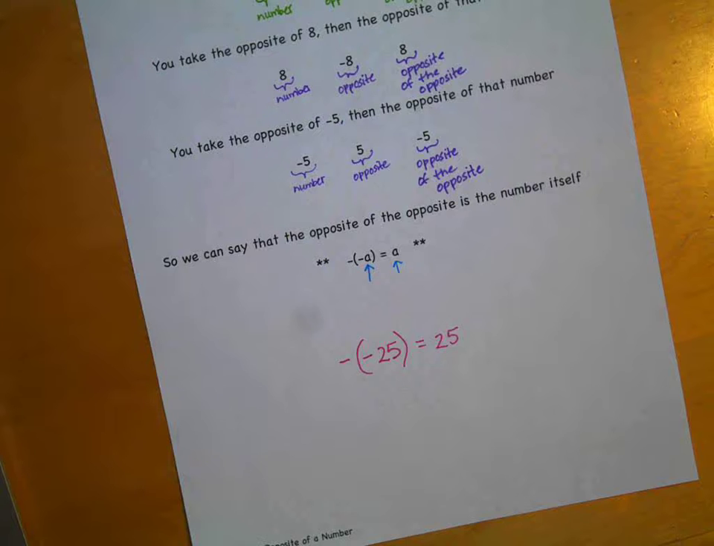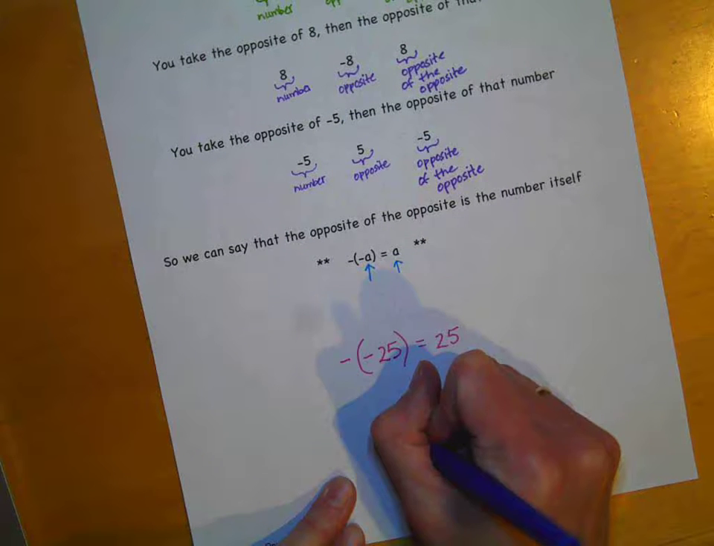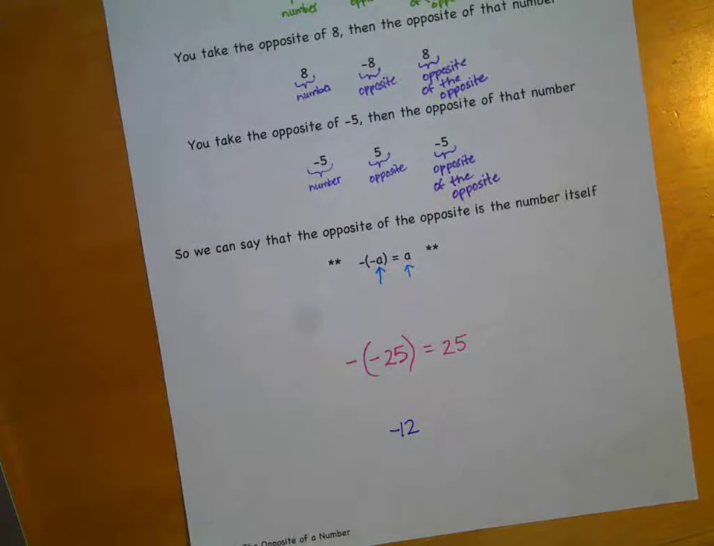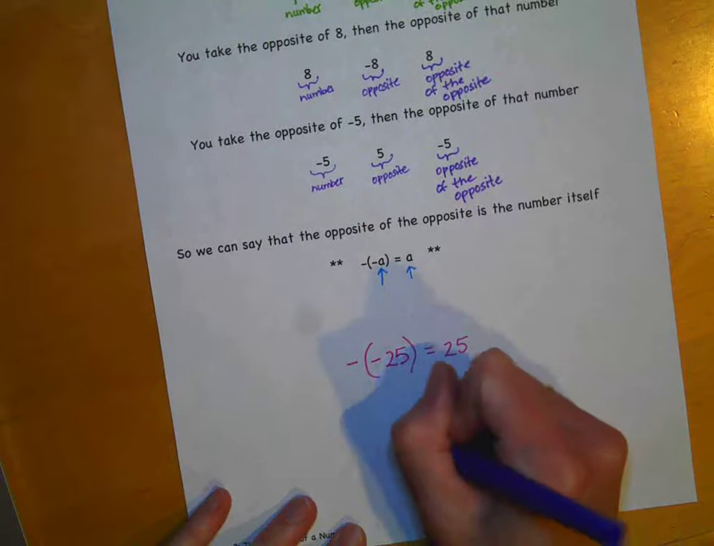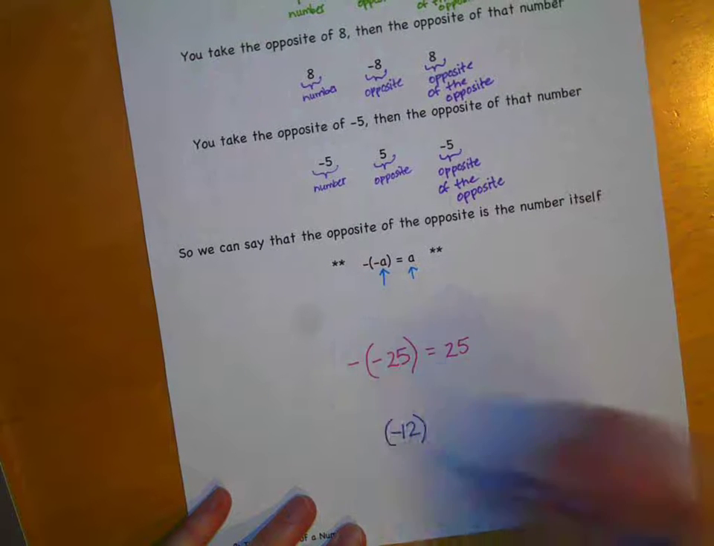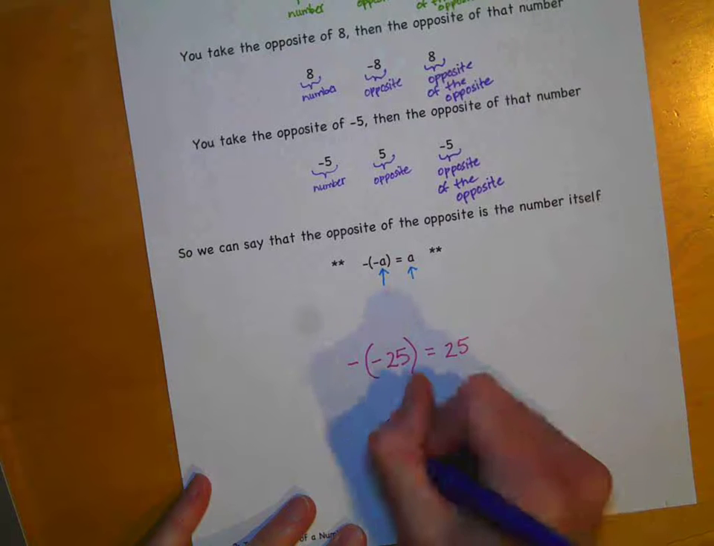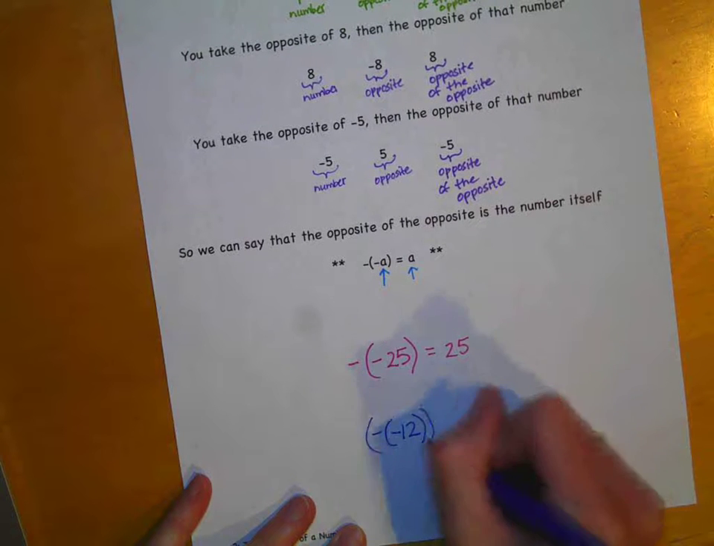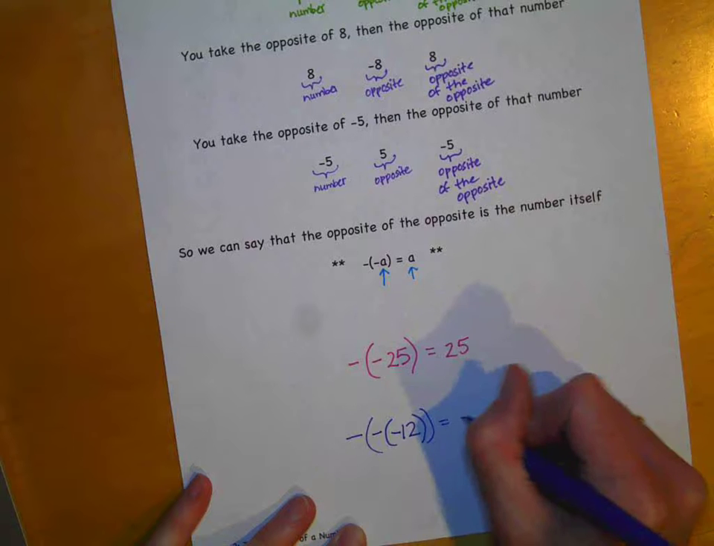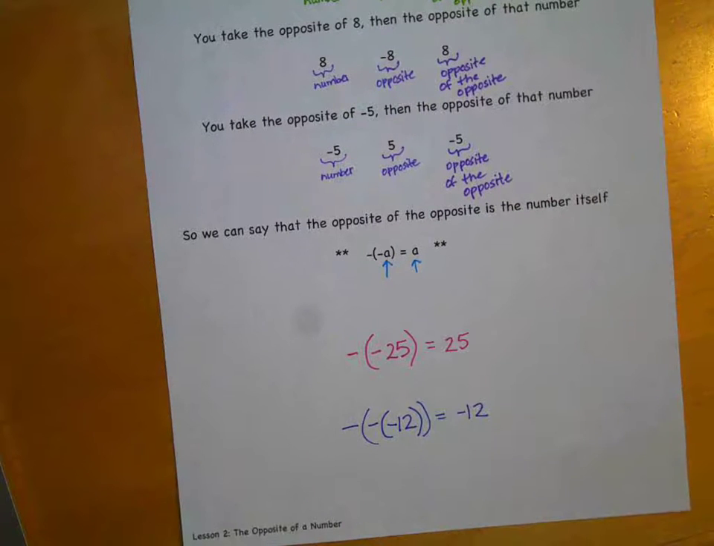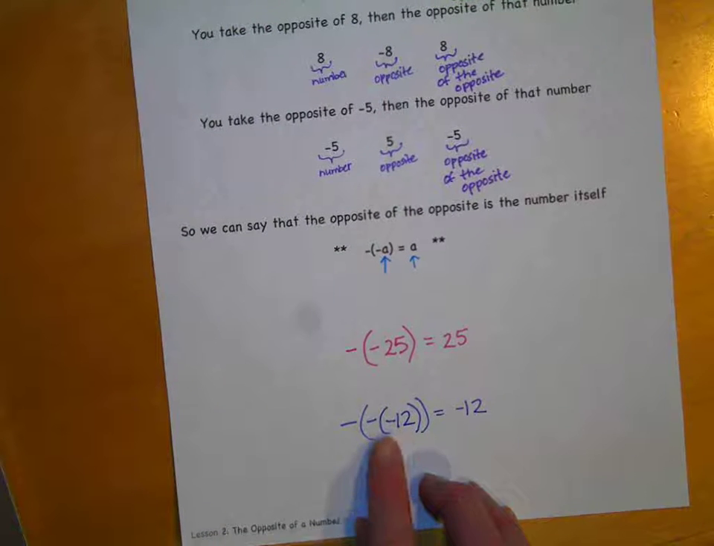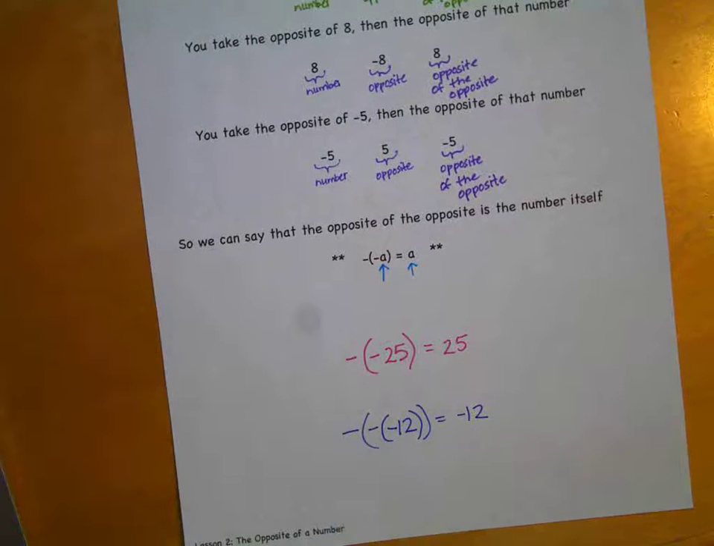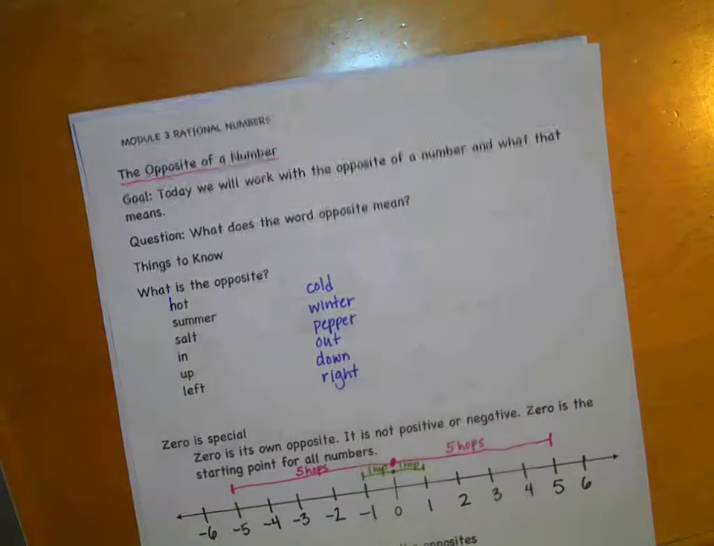Does it work with negatives? Let's see. Let's try this one. What if we had -12 is what we started with? Well, if you take the opposite of -12, it gives you a +12, right? And then you take the opposite of that, and it makes you end up with -12 again. Okay? So that's kind of interesting. You're going to learn some more about this in a little while, but I'll just let that sit and have you think about that for a minute.